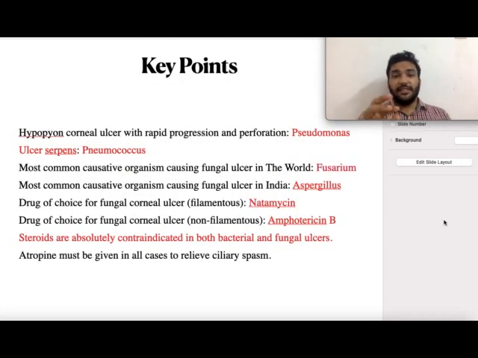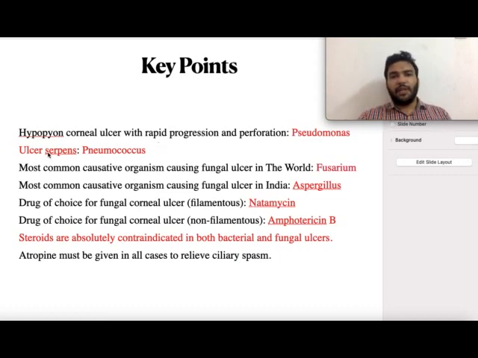And there are certain salient key points which you should know. Hypopyon corneal ulcer with rapid progression and perforation is pseudomonas. Within 48 hours, the eye is gone. So be very careful when using contact lenses. This is more common in contact lens users. That's another MCQ that they can ask you. So in contact lens users, the most common infection is pseudomonas, and within 2 days, the eye is completely eroded.